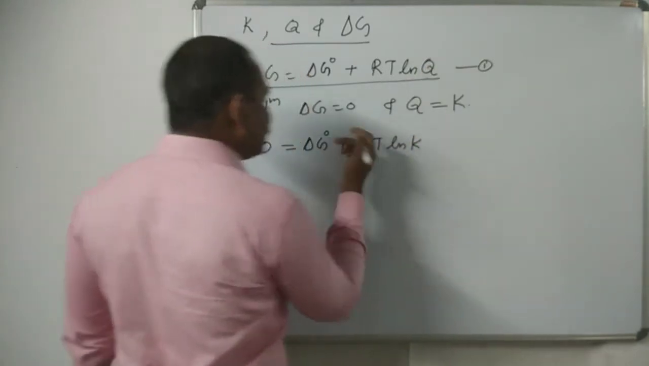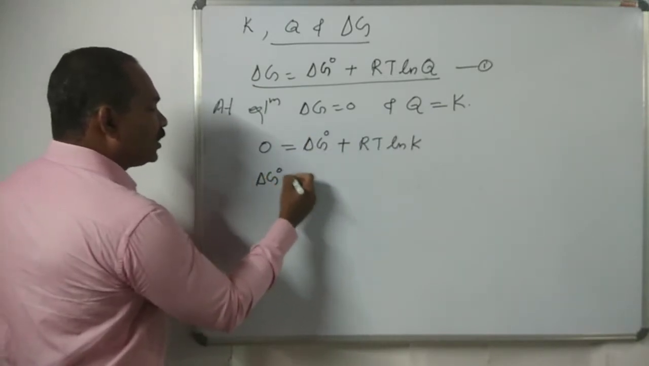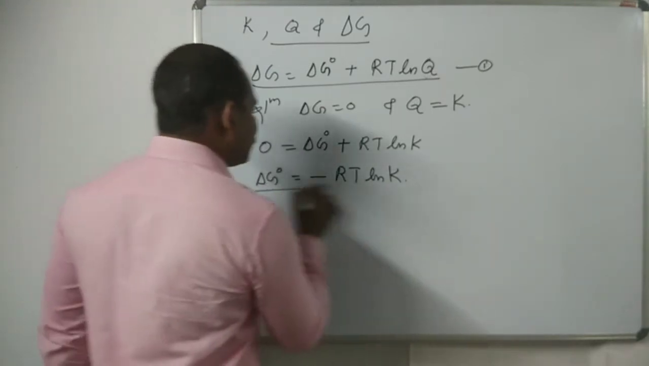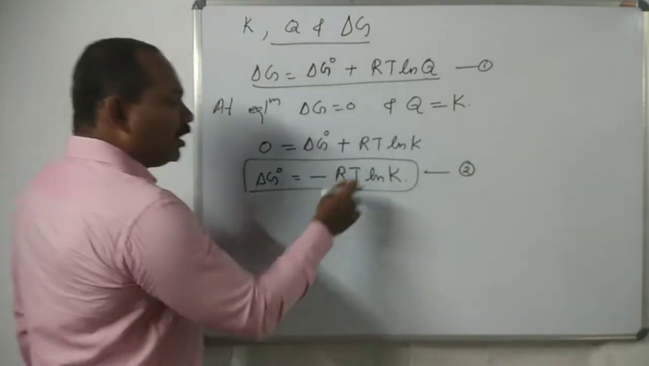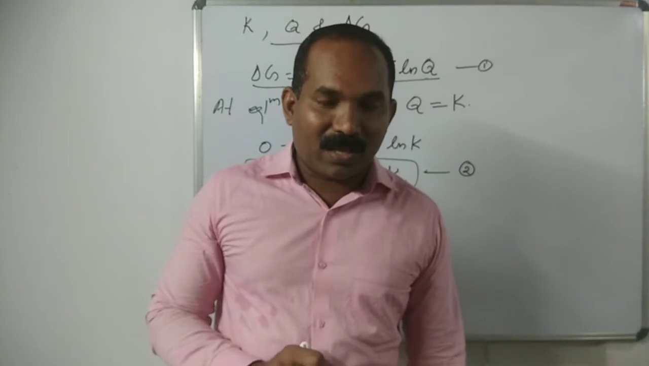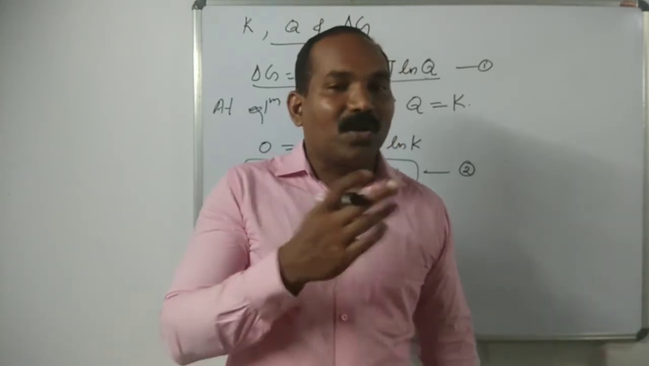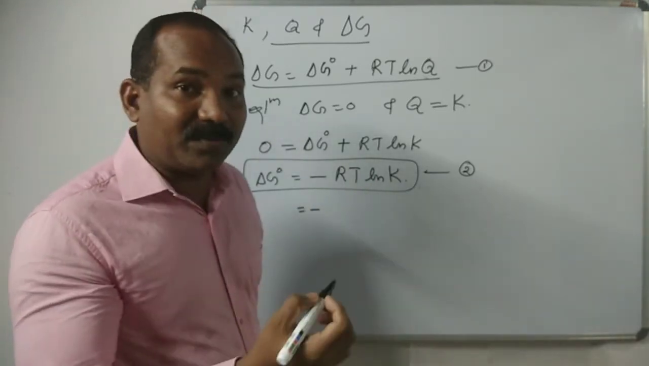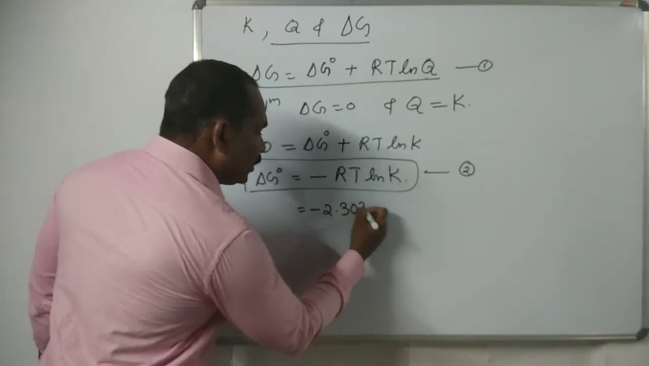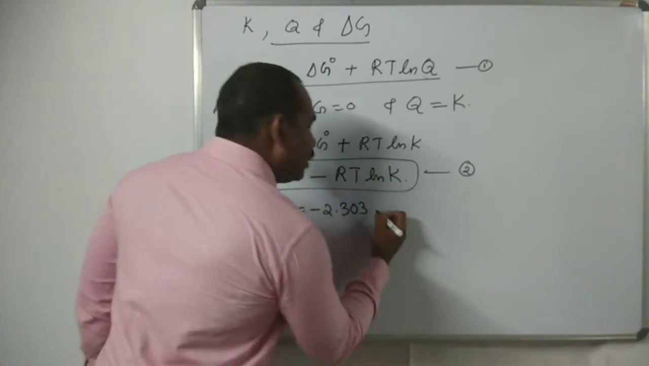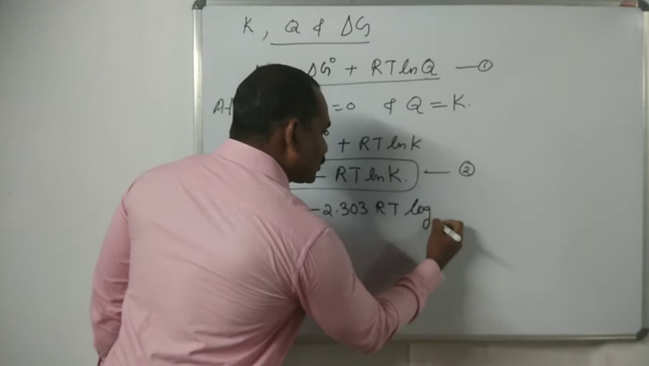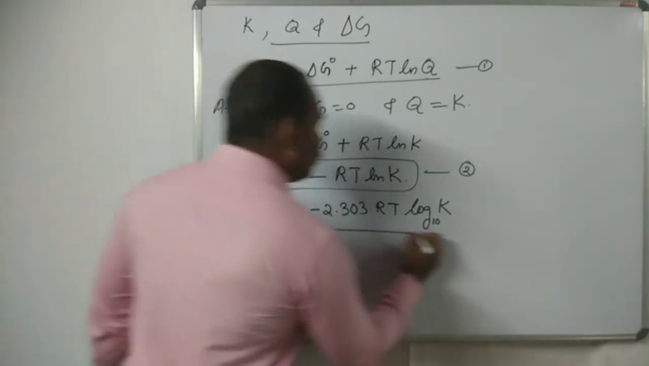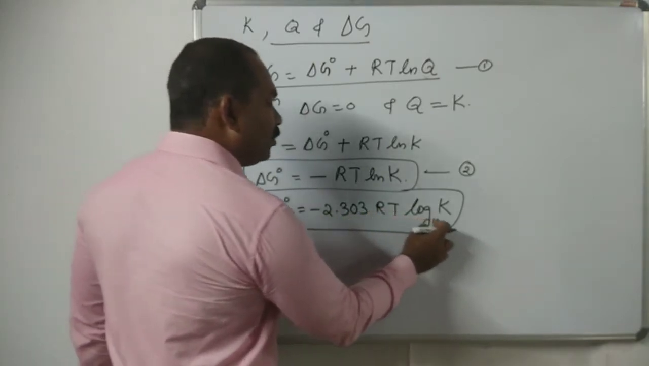Rearranging the equation, we get delta G naught is equal to minus RT natural logarithm of K. This is equation number 2. We know about logarithms; I already provided two videos for logarithms and anti-logarithms, so you can watch them. Natural logarithm is converted into base 10 logarithm by multiplying by 2.303. Another equation: delta G naught is equal to minus 2.303 RT log base 10 K.